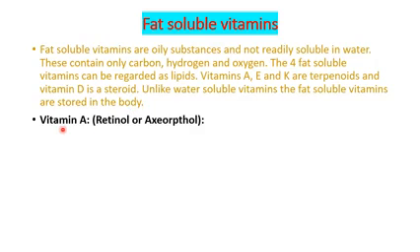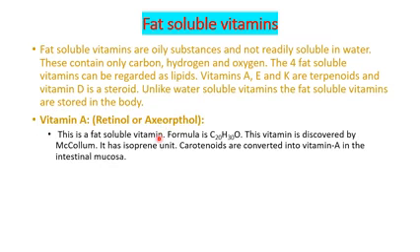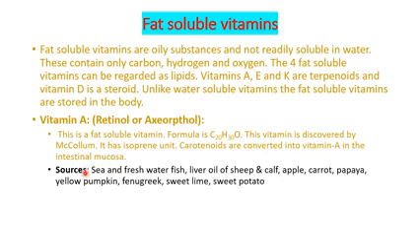So the first fat soluble vitamin we are going to talk about is vitamin A, retinol or axerophthol. Okay, this is a fat soluble vitamin as we have already discussed. So the formula is C20H30O. The vitamin was discovered by McCollum. It has got an isoprene unit. We will see it in the structure. Carotenoids are converted into vitamin A in the intestinal mucosa. So what are the sources of vitamin A? Sea and freshwater fishes, liver oils of the sheep and calf, apple, carrot, papaya, yellow pumpkin, sweet lime, sweet potato.